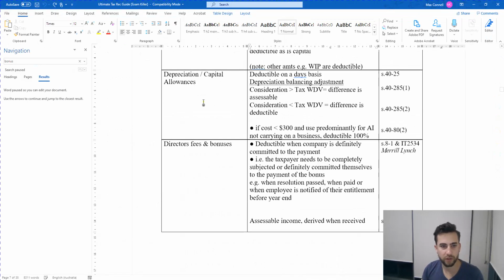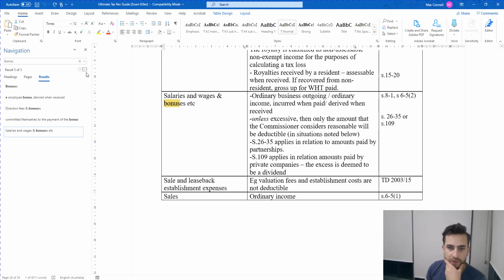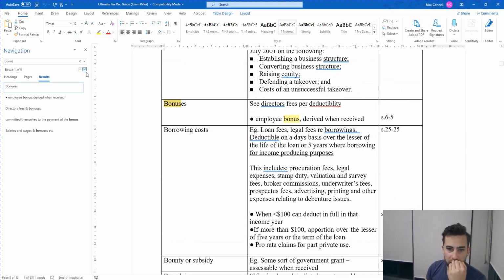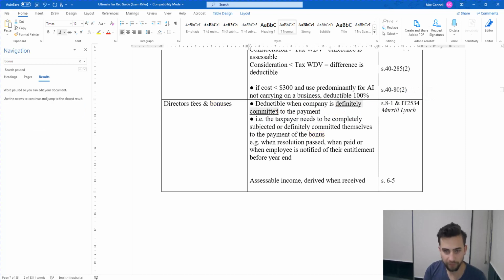Okay, so let's do a quick Control F for bonus. Salaries, wages, and bonuses. Okay, here we go, directors' fees and bonuses. So it's deductible when the company is definitely committed to the payment. So this is the key word here, definitely committed. The company needs to know for sure that they're going to pay the bonuses. They can't be contingent on something. Otherwise, you don't recognize the deduction for it per section 8-1.